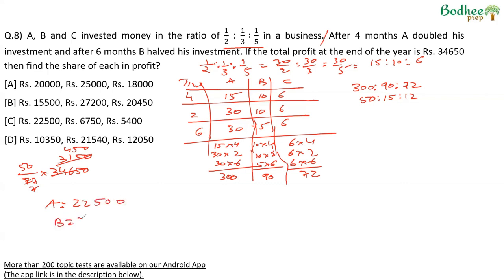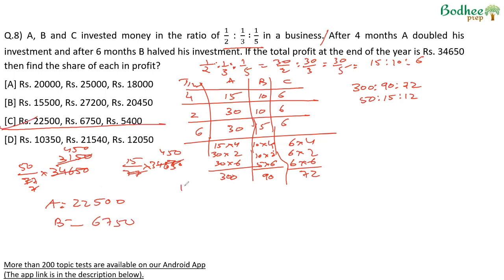B will get 90 into 450. Not 90, 15 into 450, sorry. B's share will be 15 upon 77 into 34650, which will be 15 into 450. 15 into 450 will come out to 4500 plus half of that, which will be 2250, 6750. And therefore, this becomes the answer, option C.